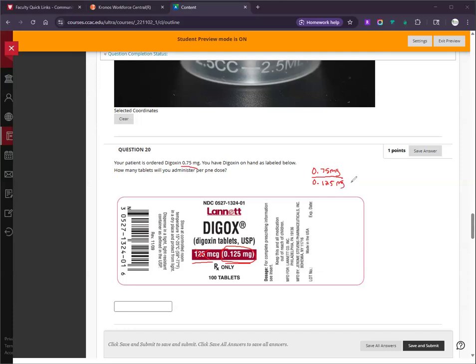And that's per, what are these tablets? Now, it may not always tell you that a tablet is scored, but if it's a tablet, at least on the dosage calc test, you can assume that it's scored. But in this particular instance, your answer would just be the 6 tablets.